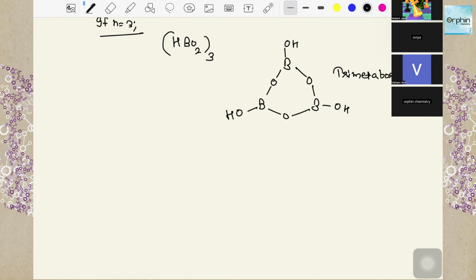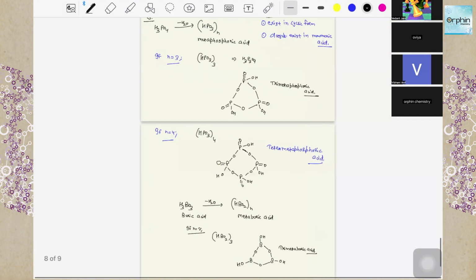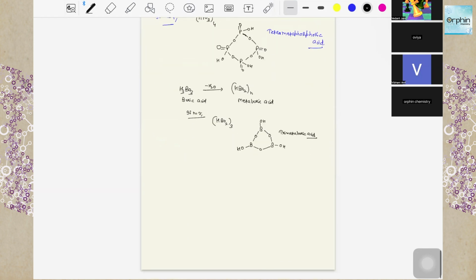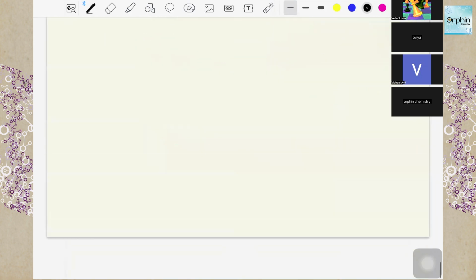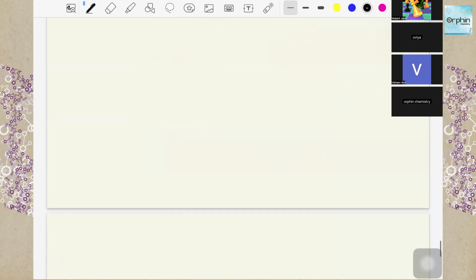Trimetaboric acid. Okay. So meta is very simple. How to make meta? You take the ic acid, you remove water from that, and you will have the metaic acid. And the thing is, you cannot have a meta acid from every oxy acid.